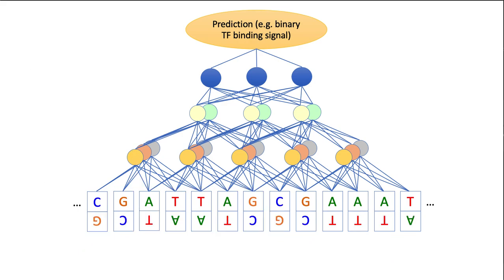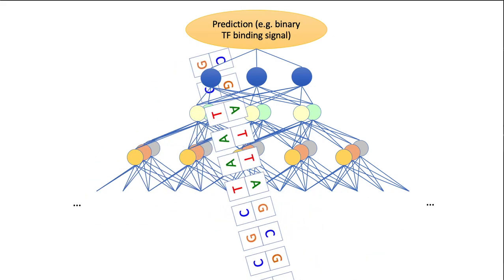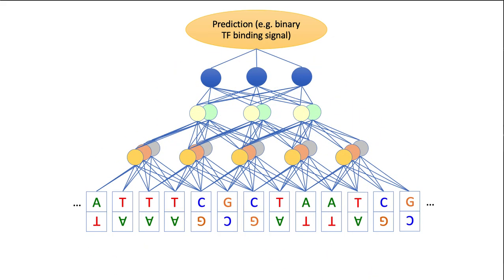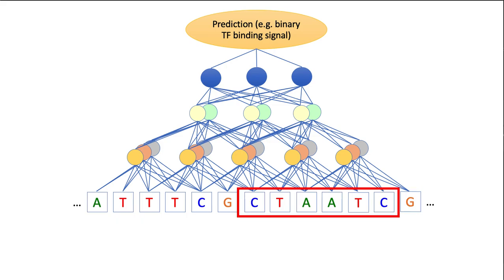Because double-stranded DNA has complementary base pairing, we should expect that the model will give a similar output even if the reverse complement sequence is supplied as an input. Unfortunately, standard CNN architectures are not guaranteed to learn this symmetry. Although the model may have learned to detect the GATA motif in the forward orientation, it may not recognize it in the reverse complement orientation.